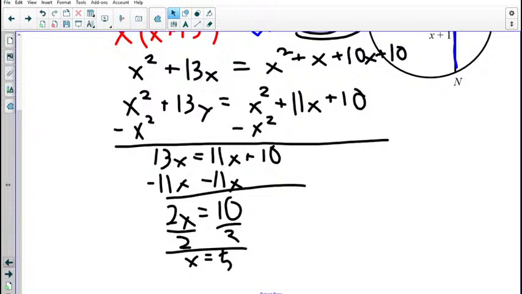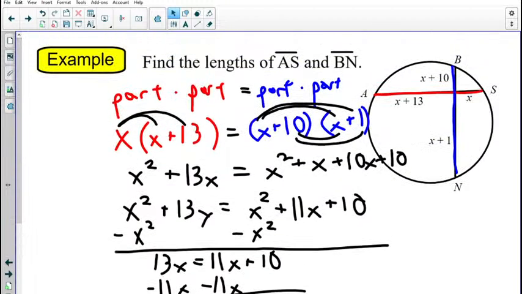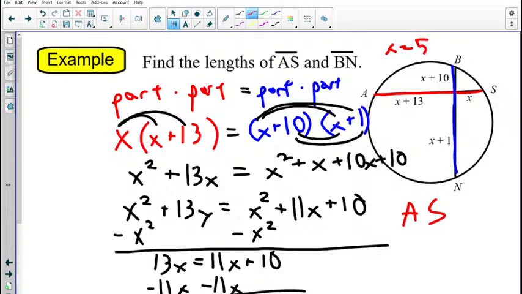So let's do the same thing that we did on the last problem, which is it's going to ask us to find A to S and B to N, so the entire pieces here. A to S, remember we solved and found that x was 5. So wherever there's an x, I'm going to put 5 in. That's what's going to happen here. So x is 5, so this is 5. x is 5, so this is 5 plus 13 is 18. So if I'm looking for A to S, that's going to be a 5 here and an 18 here for a total of 23.